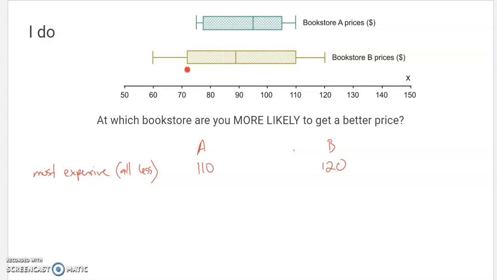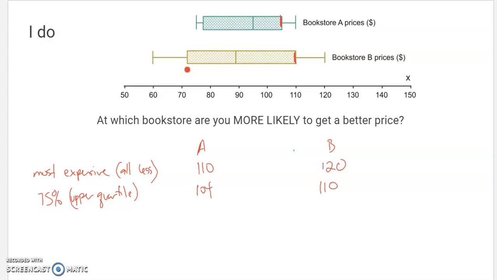Let's keep working our way back. Let's now look at the 75% point. So 75% is called the upper quartile. You want to think about that term. So if I look at the upper quartile of each, here we go. It looks like at store A, somewhere around $104, $105. I'll just say 104. Store B, $110. So already also still there.